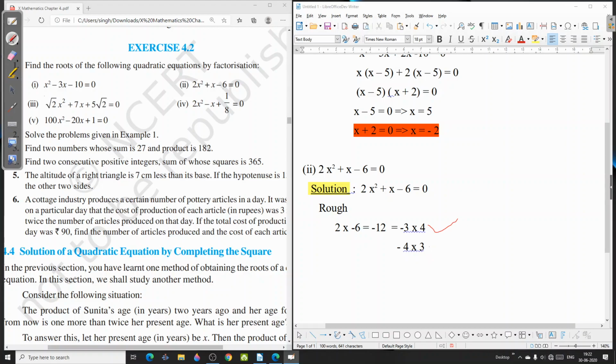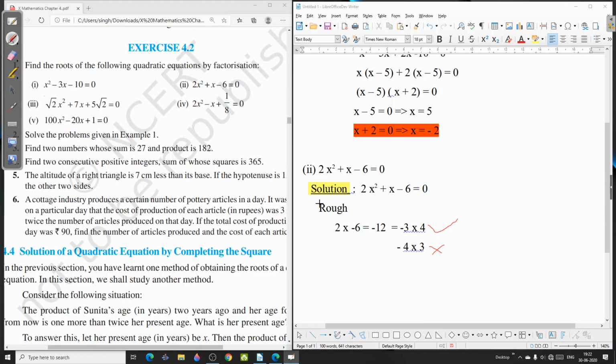Also there are other ways of writing, like we can write minus 12 as minus 1 into 12, or minus 12 into 1, and minus 6 into 2, and minus 2 into 6. In no way will you get the sum as 1. So the correct way of writing is only this one, that is minus 3 and 4. So what we'll do, we'll rewrite x as minus 3x plus 4x.